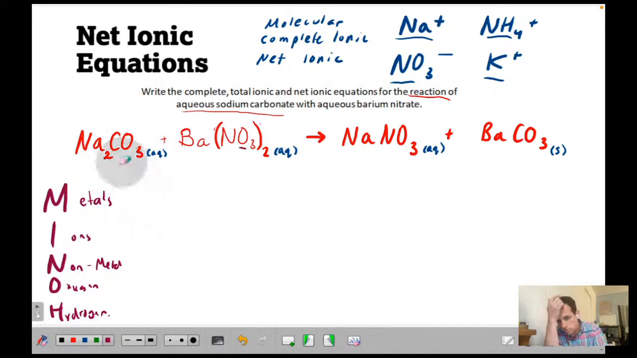So let's balance our metals first. I noticed that I have 2 sodium here and I only have 1 here, so I'm going to place a 2 here. And then I'm going to balance my barium. I see I have 1 atom of barium and 1 atom of barium. Okay, so I'm all good with the metals. Next up are my polyatomic ions. I see 1 carbonate and 1 carbonate. I'm all good there. I see 2 nitrates and I see 2 nitrates. So I'm all good there.